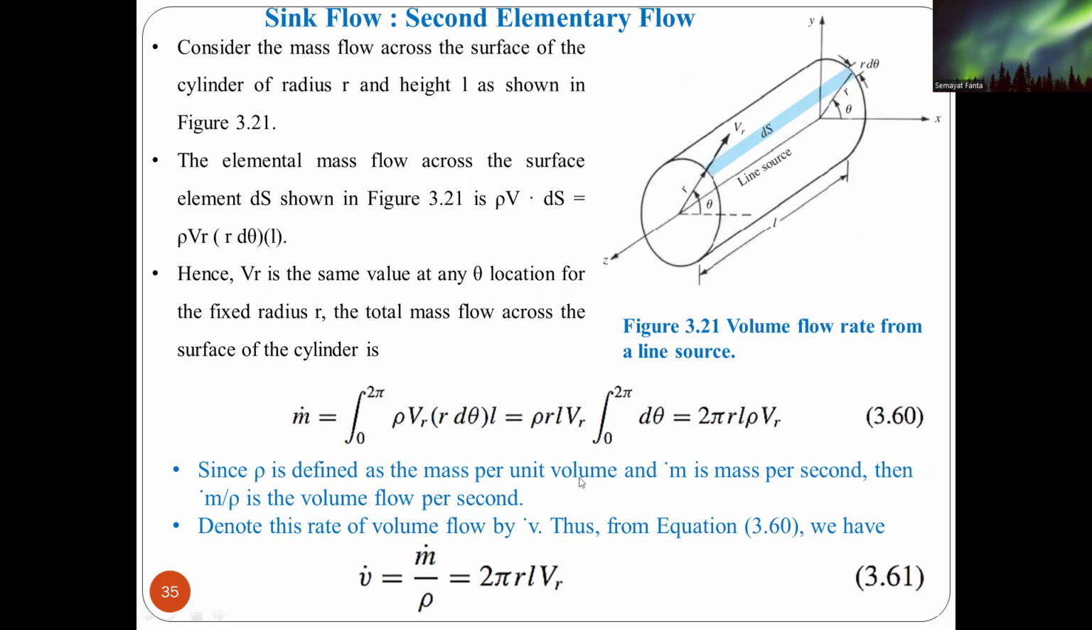The value of the constant is related to the volume flow from the source. So let's consider the mass flow across the surface of a cylinder of radius r and length L.